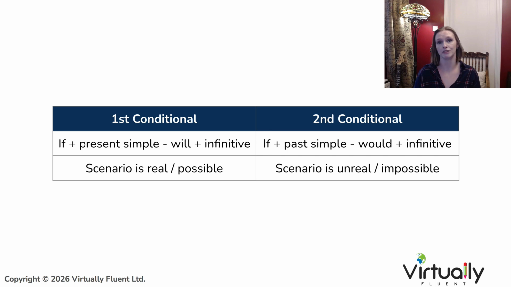So when we put both of these conditionals side by side, of course the structures are completely different. The grammar is very different. We're using different tenses to create them. But the important thing is to only really focus on event A, that scenario. How likely is it that that event could happen? If there's a real possibility that that event could happen, you want to be using the first conditional. If there's a very small chance, very unlikely, if not impossible, then you want to be using the second conditional instead.